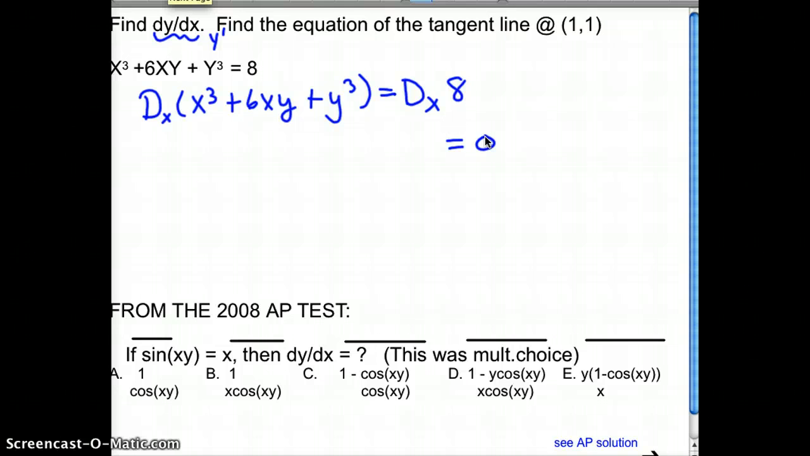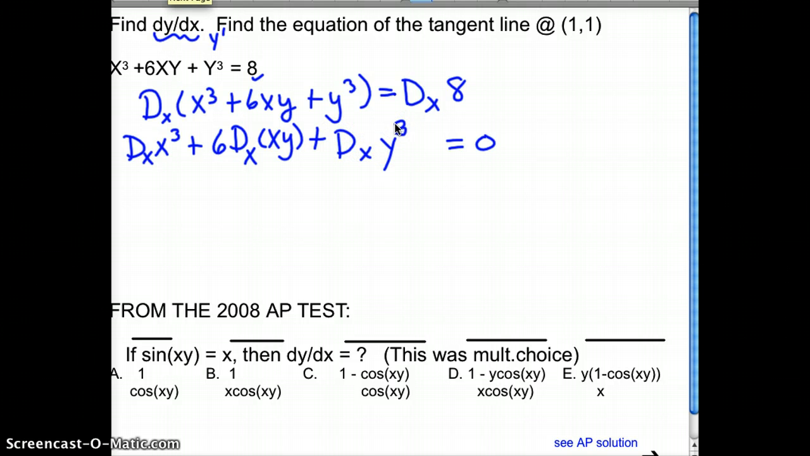On the left-hand side, I'm going to break up my sum. The derivative of a sum is the sum of the derivatives. I'm also on this next term going to pull the constant out front. Okay. Next up, right here, I'm going to call that 3x squared because my variables match. It's not a chain rule. It's just the derivative of x cubed is 3x squared.